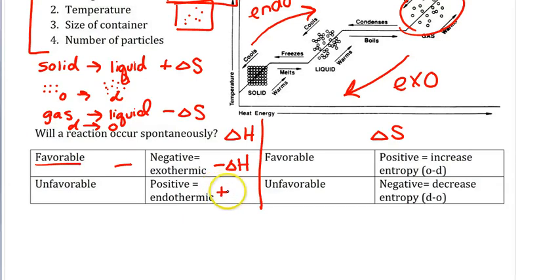If you have a positive delta H, so that is endothermic, that is considered unfavorable because, again, energy is going to be required. So what this means then is it's less favorable if you have an endothermic reaction for it to be considered spontaneous.